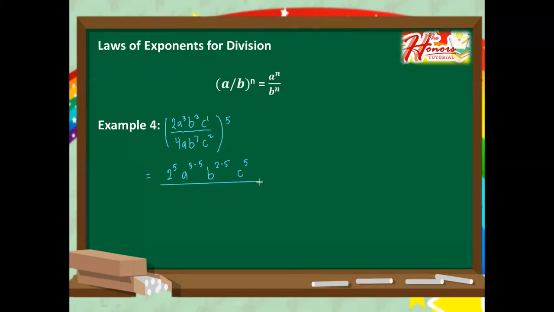Next, let's have the denominator now. So we have here 4 raised to 5, and then we have here a raised to 5, b raised to 7 times 5, and also we have here c raised to 2 times 5. And then let's simplify. Let's simplify it here.